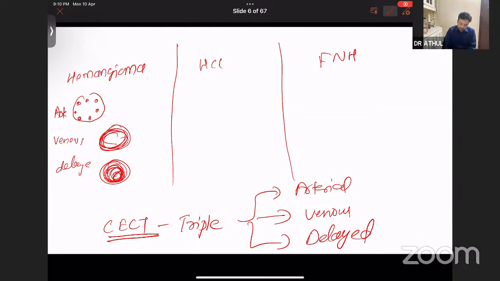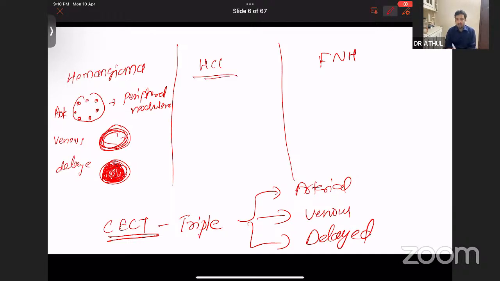So the central portion of the lesion will be getting filled with the contrast only in the delayed phase. The first phase will be having peripheral nodular enhancement. Okay, peripheral nodular enhancement. So this is a typical pattern of hemangioma. All this we have already discussed.